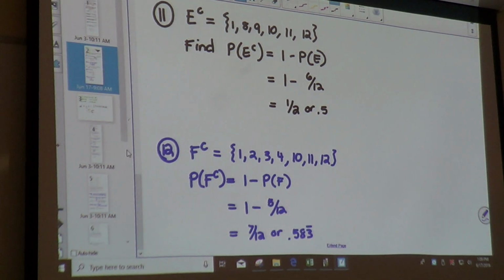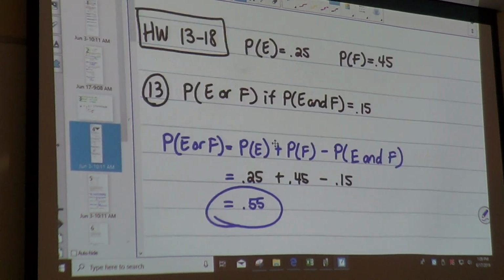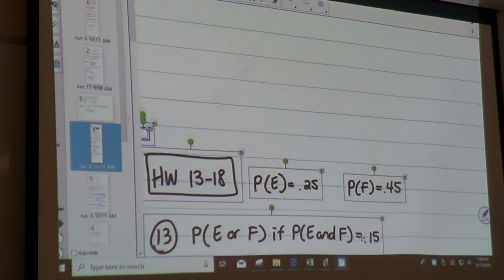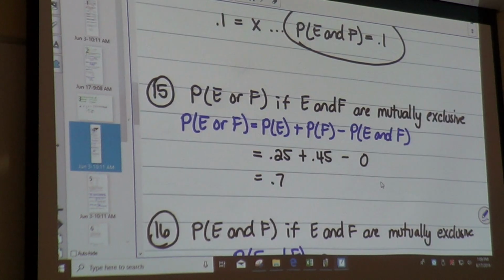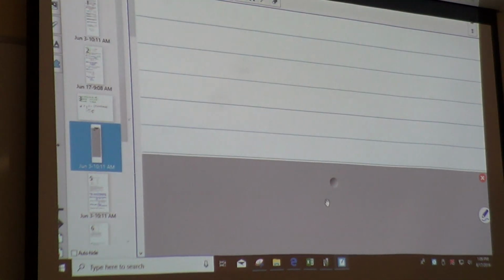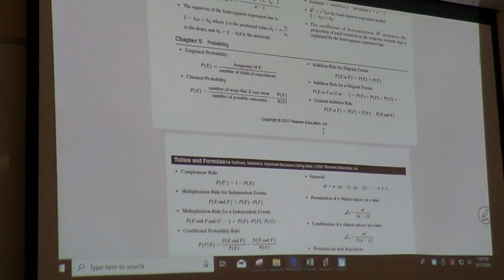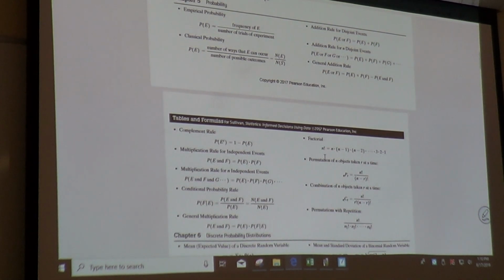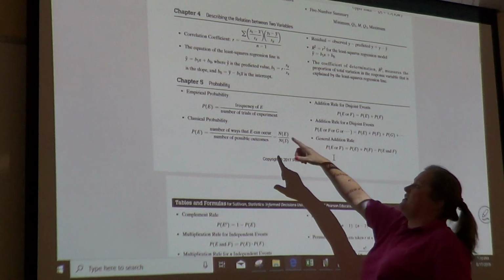All right, let's see what else we have. Now, on your formula sheet, let me select all and move down so that I can show you what your formula sheet has. On your formula sheet, we are in chapter 5. In chapter 5, there's a lot of stuff out here.